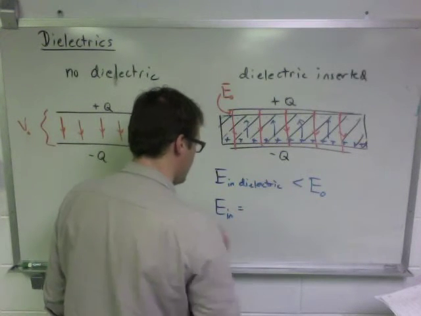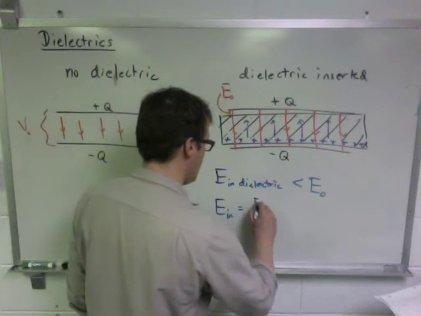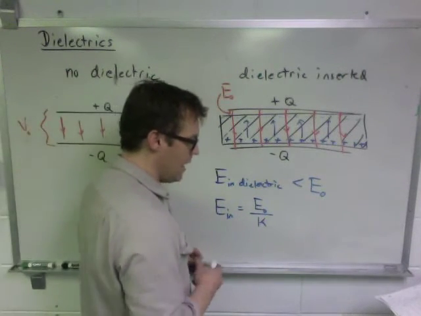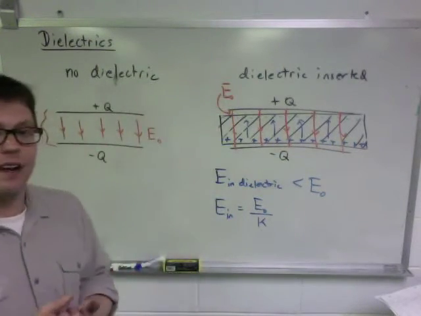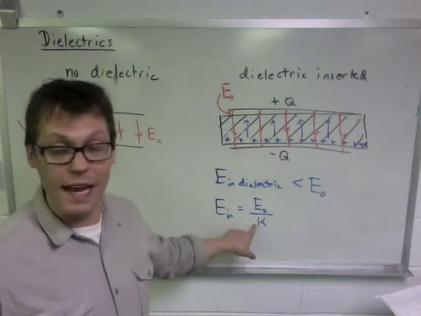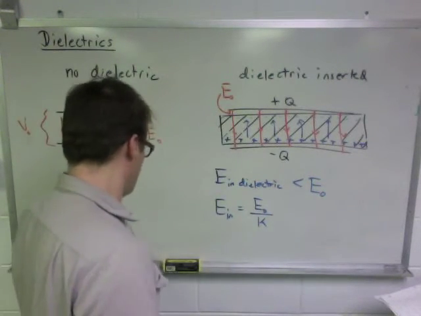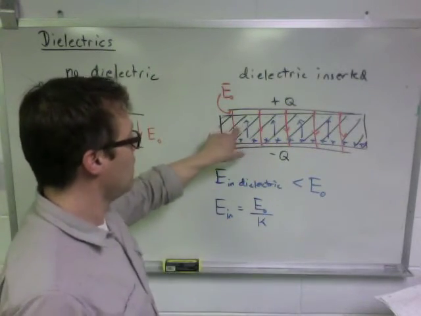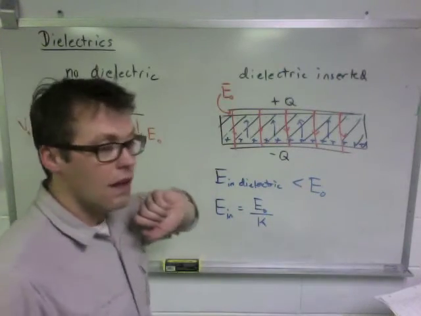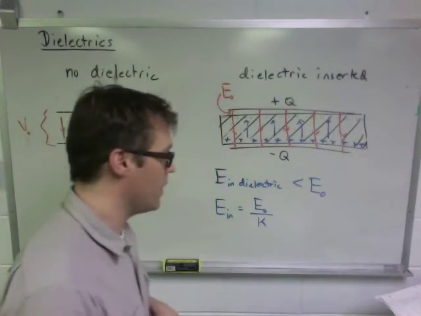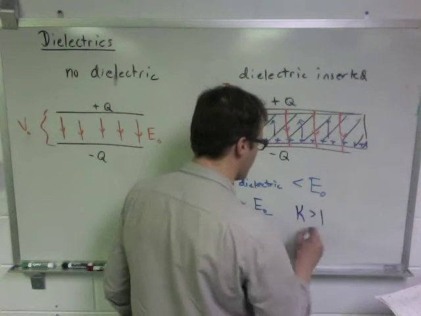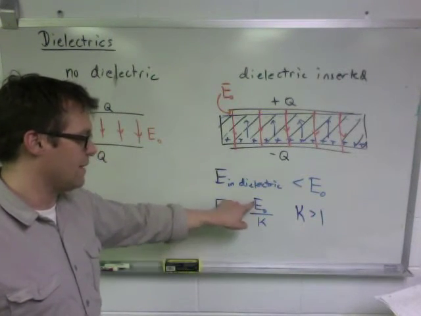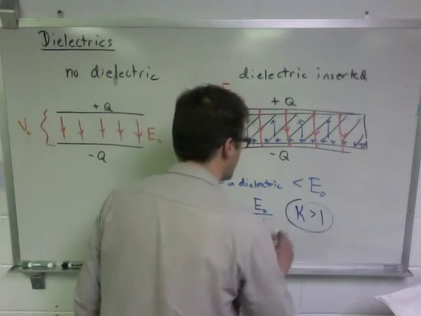In fact, the electric field inside the dielectric will be less by a certain factor that I'm going to call kappa. Kappa is called the dielectric constant of the material. It's a dimensionless quantity, it has no units, and it's just a property of the material, a measure of how strongly the dielectric responds to the presence of an electric field. One thing that is always true, though, is that kappa is going to be greater than 1. We definitely want E inside the dielectric to be less than E0, so in order for that to happen, kappa always has to be greater than 1.